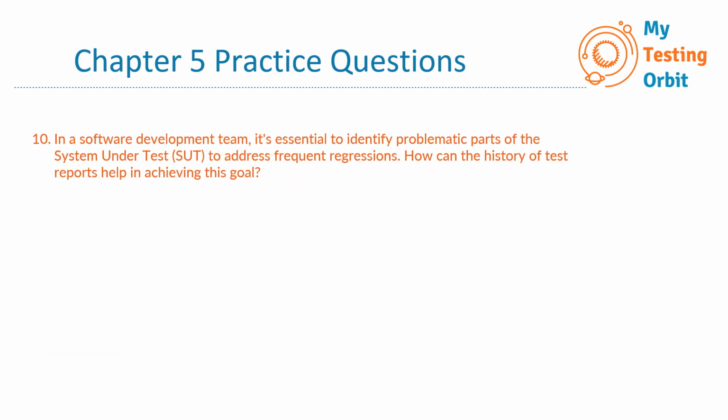And here is our last question for this session, question number 10. In a software development team, it's essential to identify problematic parts of the system under test to address frequent regressions. How can the history of test reports help in achieving this goal?